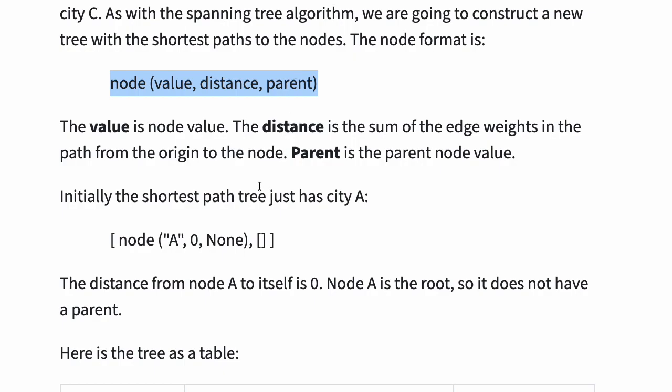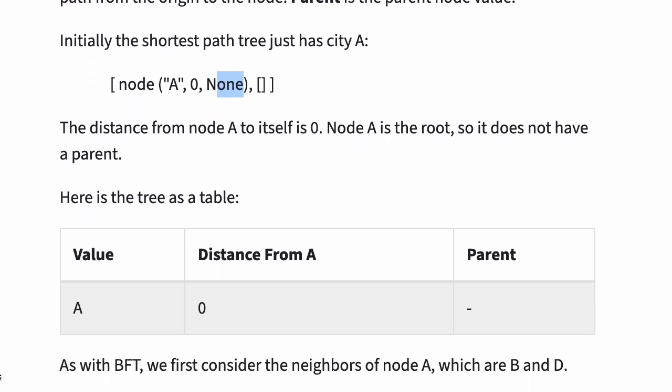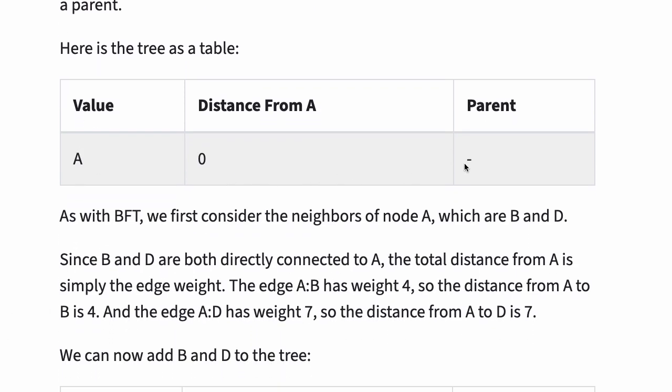Initially, the shortest path tree just has city A. The distance from node A to itself is 0. Node A is the root, so it does not have a parent. And here is the same tree as a table.